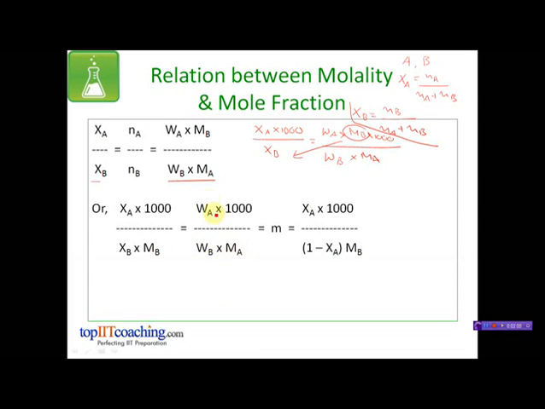Now this is our formula for the molality of the solution. So we can write Xa into 1000 divided by Xb into Mb is equal to small m. Small m denotes the molality. Now, we know that Xa plus Xb is equal to 1, since the sum of the mole fractions of all the components of a solution or mixture is always unity. So, Xb can also be written as 1 minus Xa. On substituting the value of Xb in this equation, we get small m is equal to Xa into 1000 divided by 1 minus Xa into Mb.